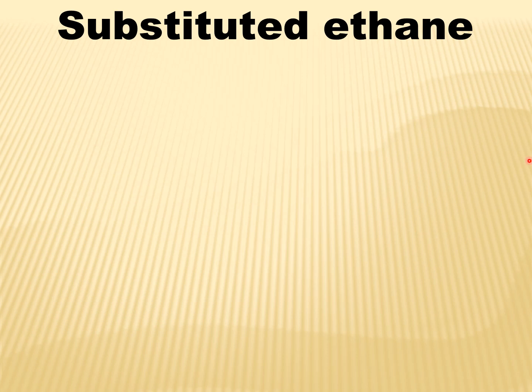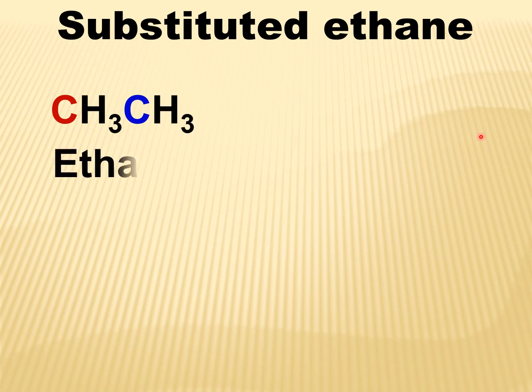Now let us move on to substituted ethane. In substituted ethane, the other two projections, that is Sawhorse and Newman, become important. They cannot be drawn in the case of substituted methanes. So this is ethane, CH3, CH3.